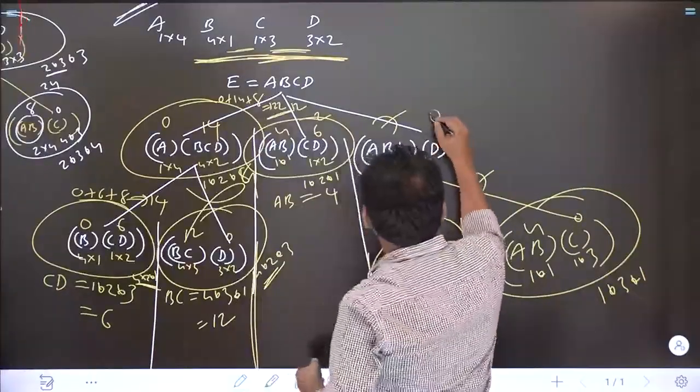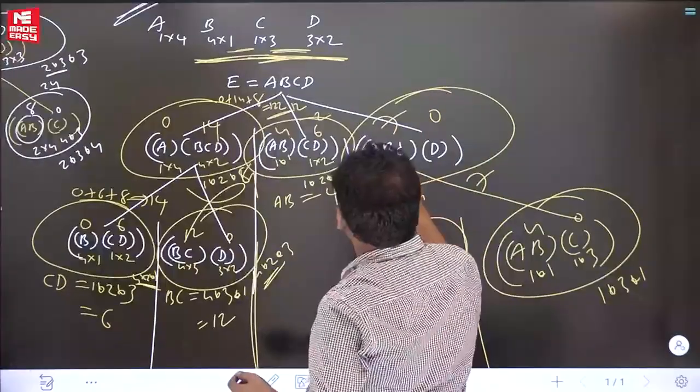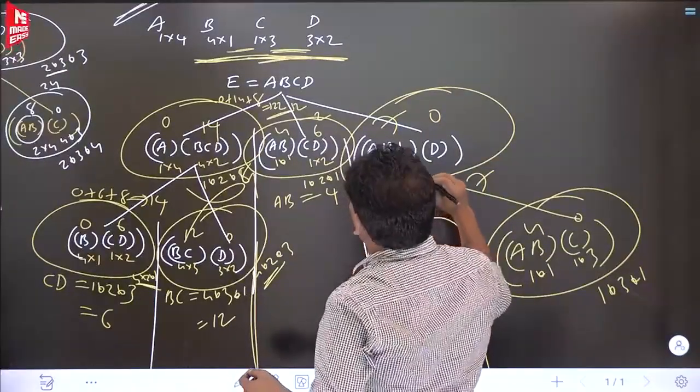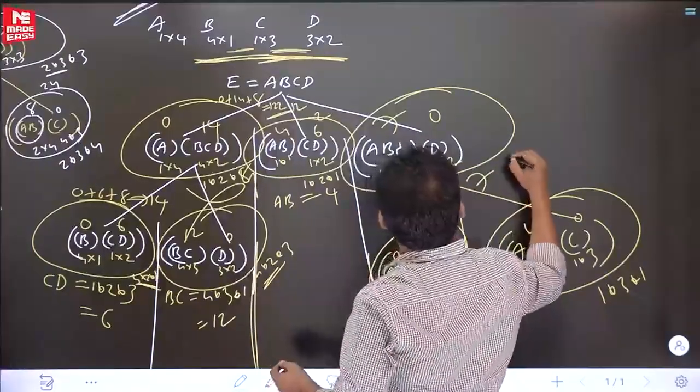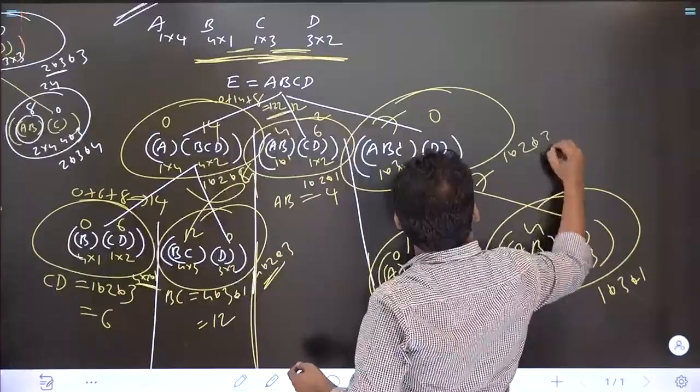What is the D? 0. Let's see the combined. What is the ABC size? 1 by 3. ABC size is 1 by 3. D size 3 by 2. What is the overall size? 1 by 2 into 3. What is the answer? 6.